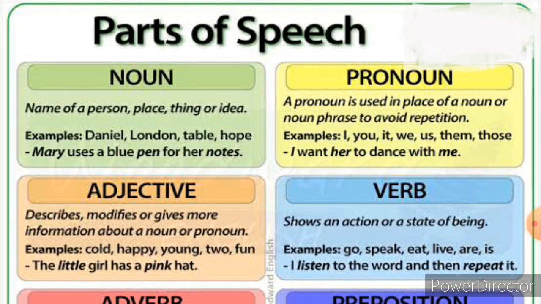So next, listen, hat. The hat is the noun. Before, we have used the adjective pink. So now read the sentence, children. The little girl has a pink hat. Here the words little and pink stand as the adjectives.